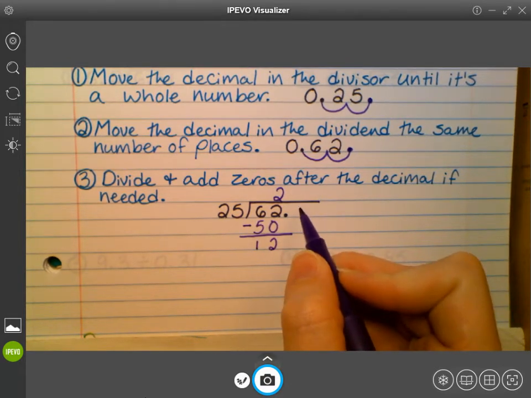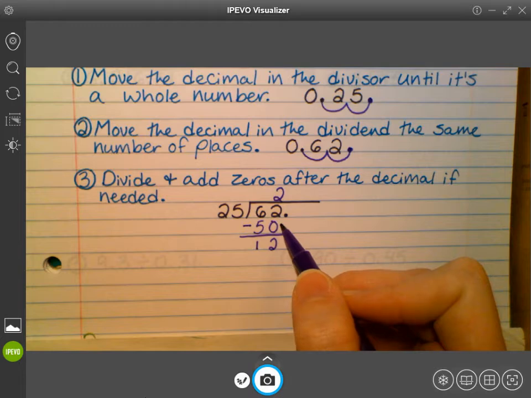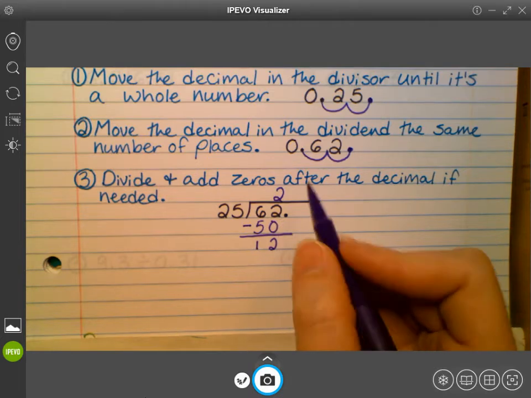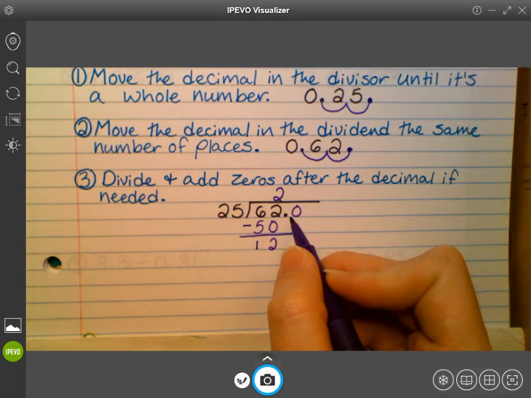Now, Richie came over and asked me, Miss E, can we still add zeros? Yes. That's why I still included that decimal, you guys, so that you would remember that the decimal was there. We can add a 0 to the very end all the way to the right of a decimal. So then we bring down our 0.